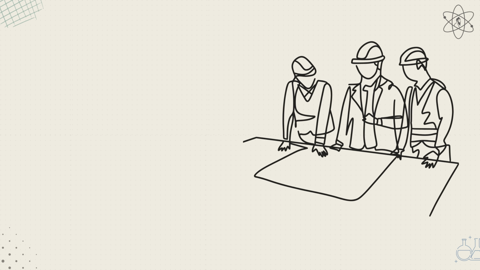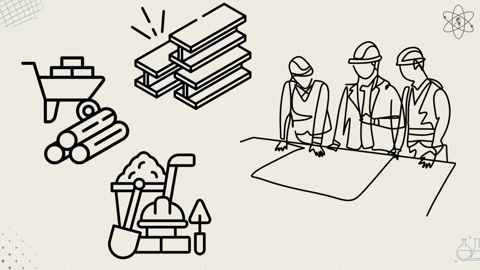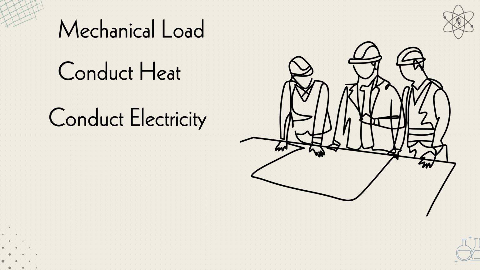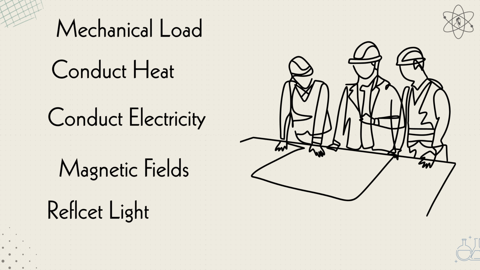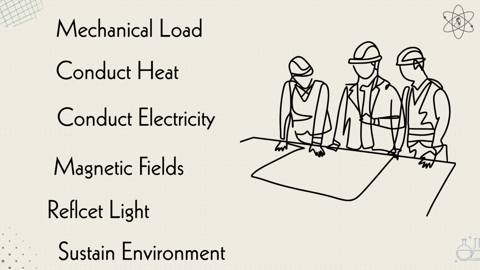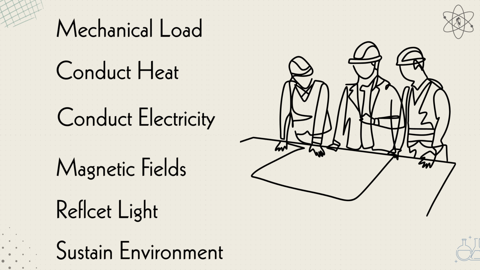Engineers create things and they build them using materials. These materials must handle mechanical loads, conduct or insulate heat and electricity, allow or block magnetic fields, transmit or reflect light, and withstand harsh environments.